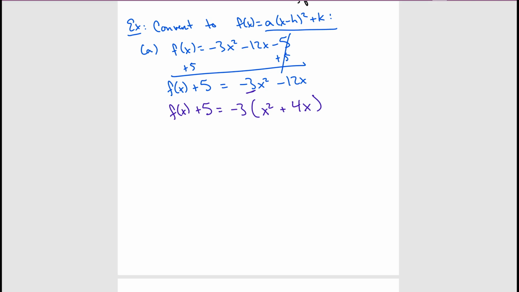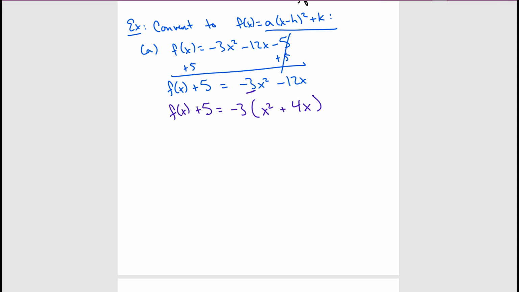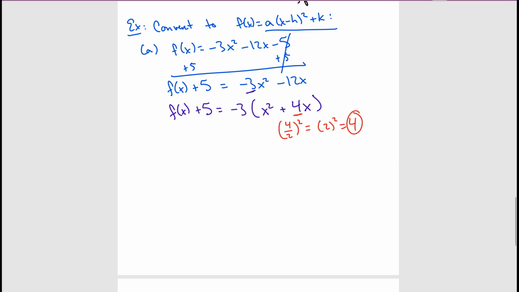Now, with this 4, remember that if you forgot completing the square, just go back to the video. What you want to do is identify your b term, divide it by 2, and then square it. So what you're going to get is 2 squared, which is going to give me 4. So that means that this is the thing that I'm going to add. So I'm going to have f of x. So let me write it in a different color. So what you're going to write is f of x plus 5, and then you're going to have this negative 3 x squared plus 4x.